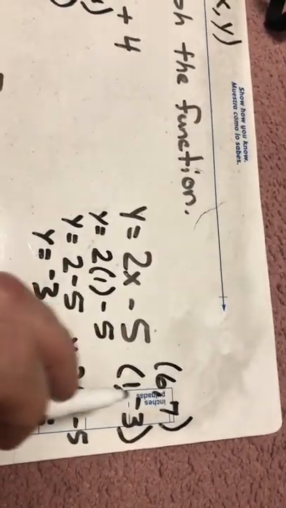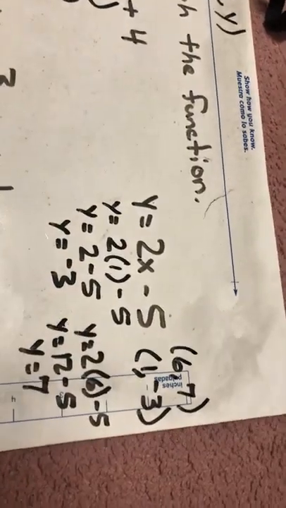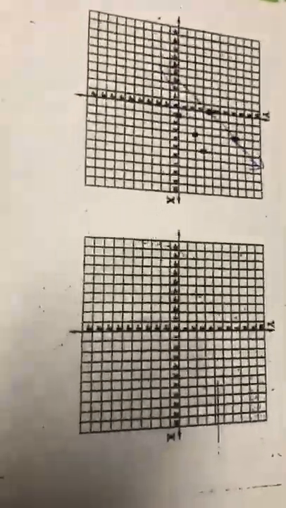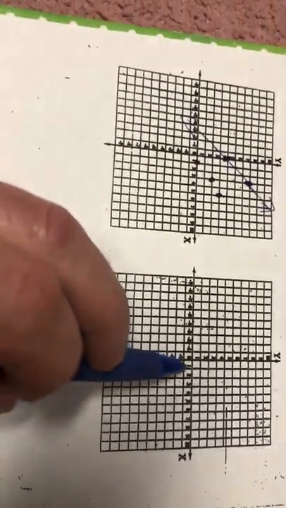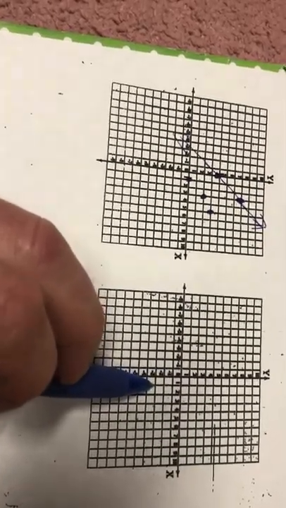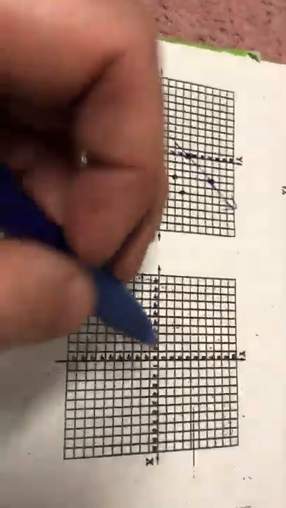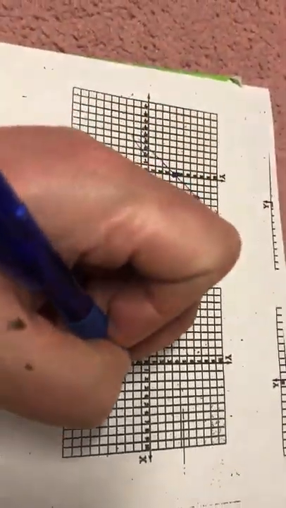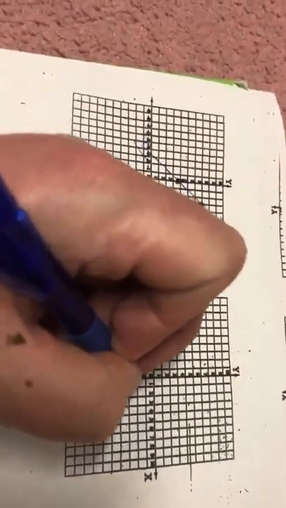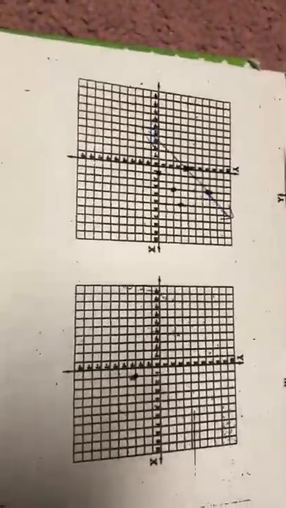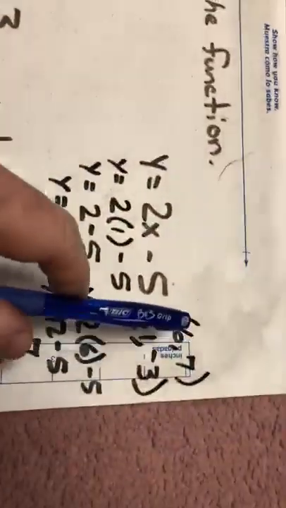So now I have enough to make a line. 1, negative 3, 6, 7. So let's go to our graph. Here we have a new graph here. The first one is 1, negative 3. So it's 1 on the x-axis, but I'm going to go down this time because it's negative 3. Negative 1, negative 2, negative 3. So 1, negative 3 is going to go right there. And I'm going to have to plot that point. My other ordered pair was 6, 7.